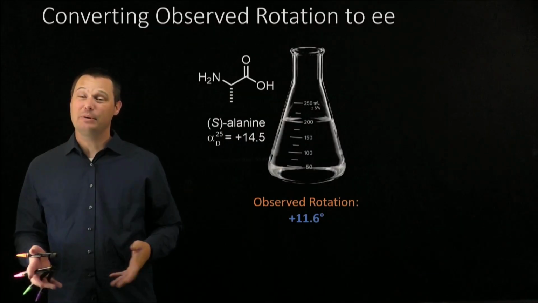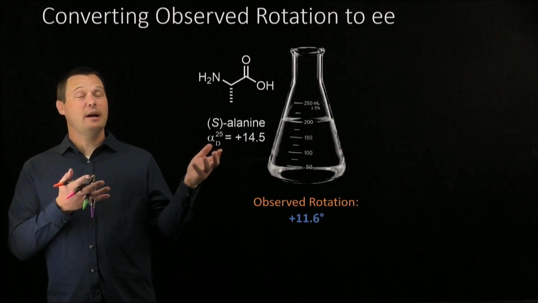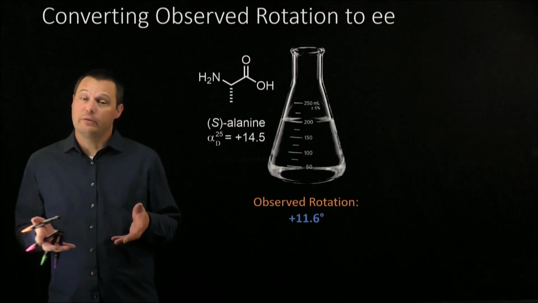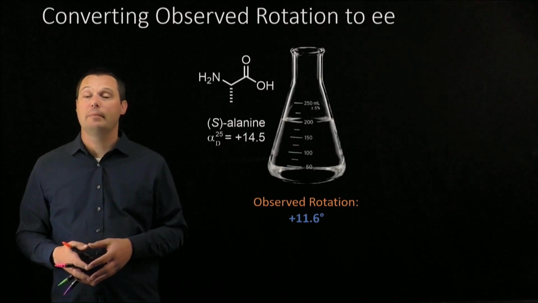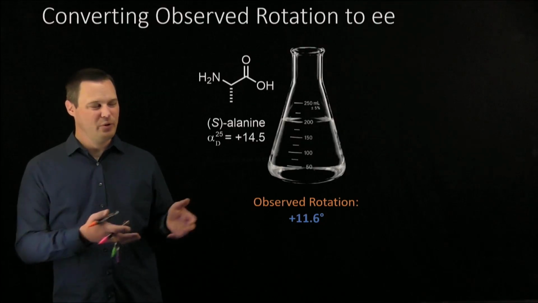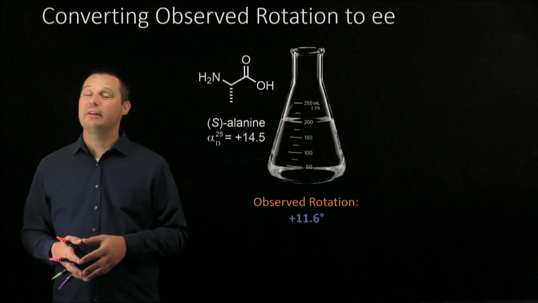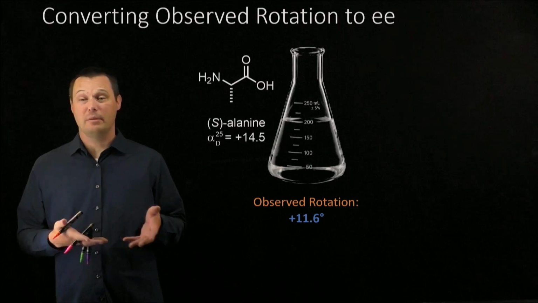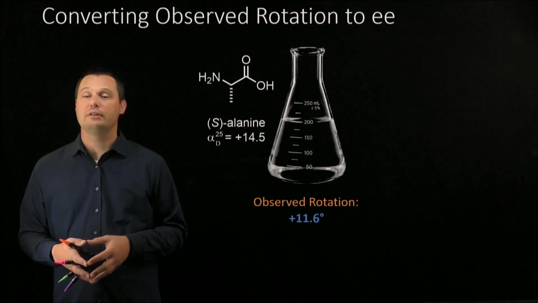Hey there, ninjas. In previous videos, we looked at the concept of optical rotation and, qualitatively, what an observed rotation tells you about a mixture of enantiomers. In this video, we're going to quantify that to figure out the ratio of enantiomers in a mixture. If you'd like more information about those topics, I have links to those videos in the description down below.